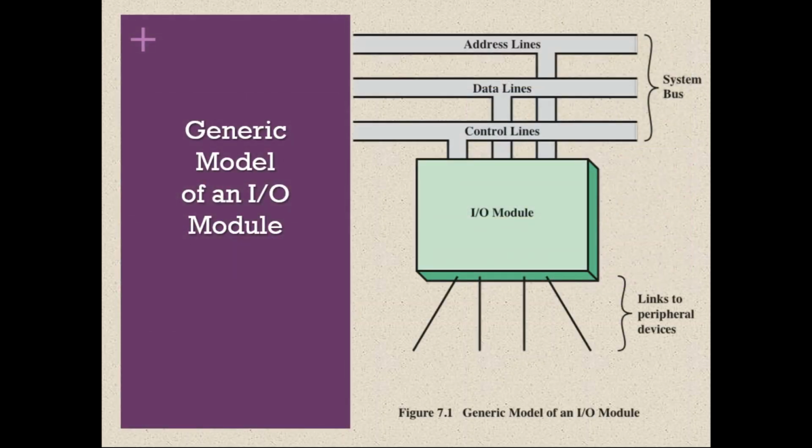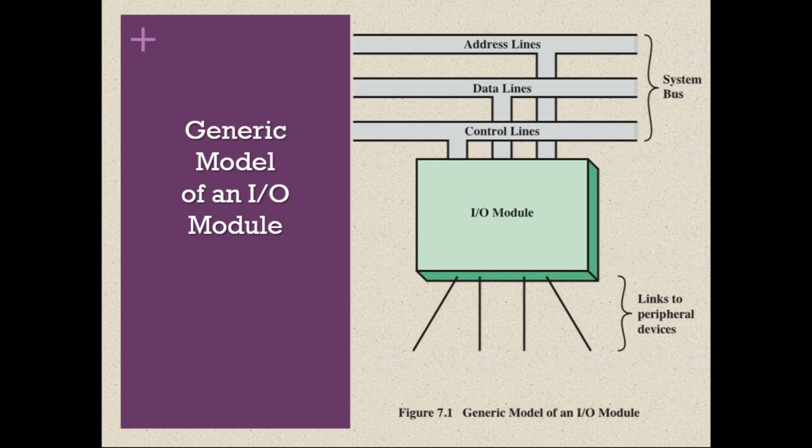In the IO subsystem, we are going to discuss three types of IO operation. These are programmed IO, interrupt driven IO, and DMA, direct memory access. This is the core or essence of this particular chapter.